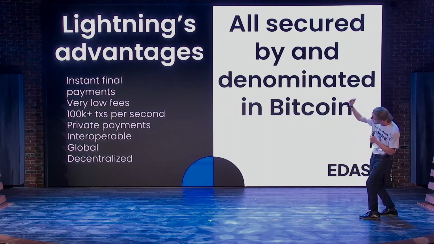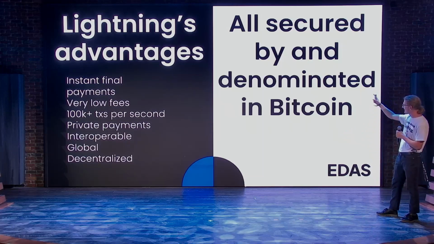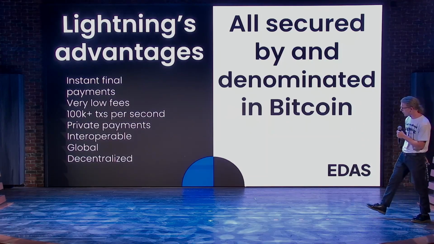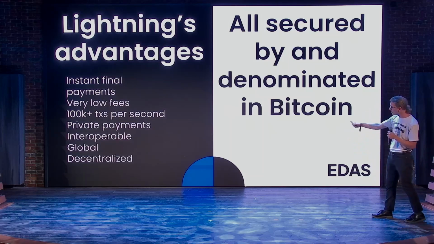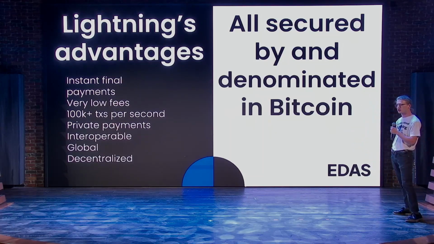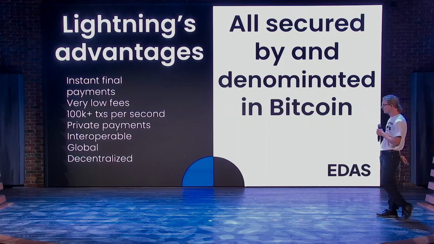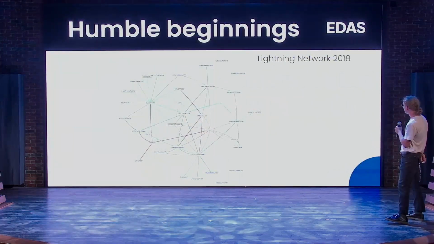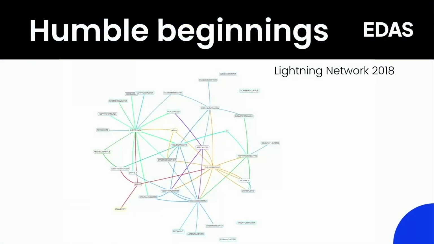And so you get all of these advantages, and what's so great about it is it's all secured and denominated by Bitcoin. We did not have to make a bunch of ugly trade-offs. We have the full security budget of Bitcoin, and then we have instant final microtransactions with low fees. That's pretty cool. But the Lightning Network wasn't always that cool.